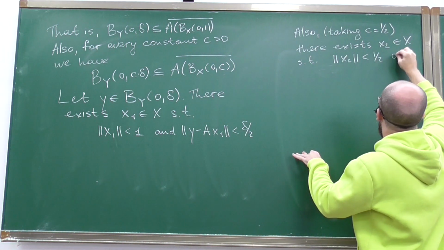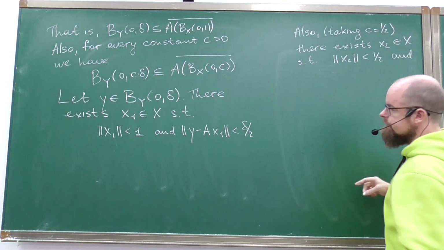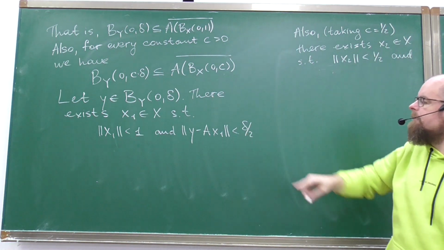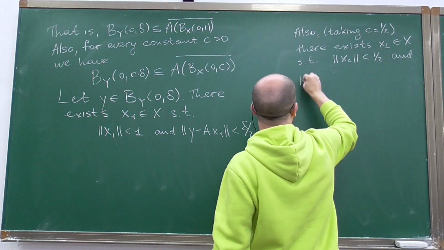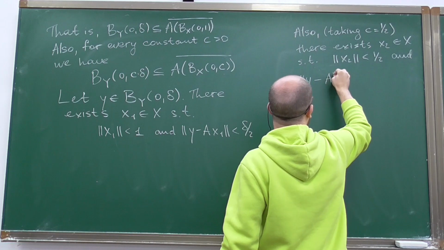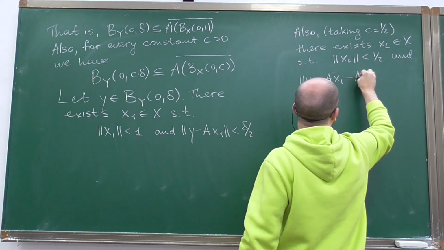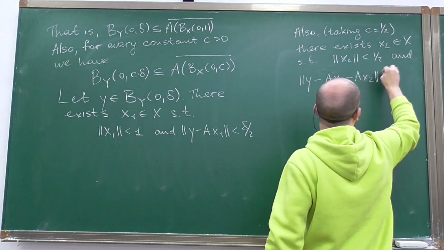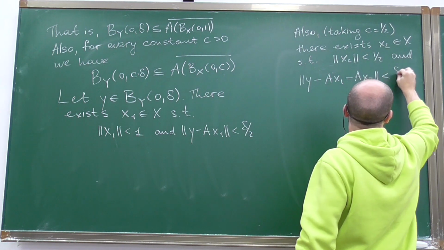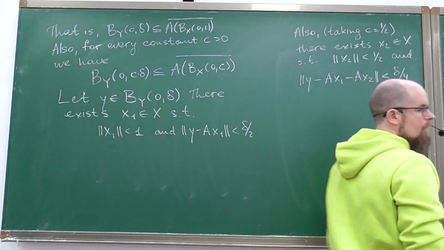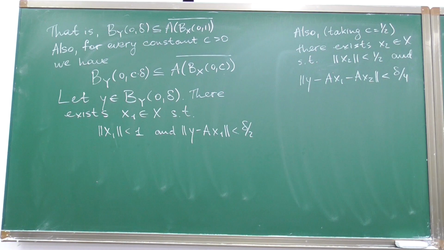and combining this one, the norm of y minus Ax1 minus Ax2 is less than delta over 4. And so on. We can continue this.